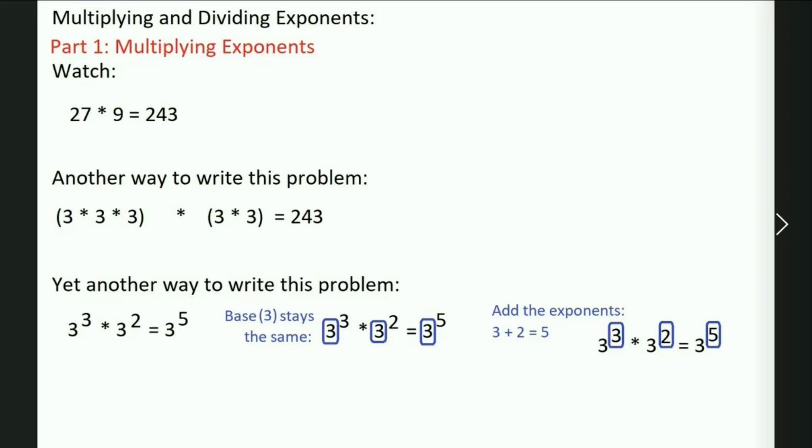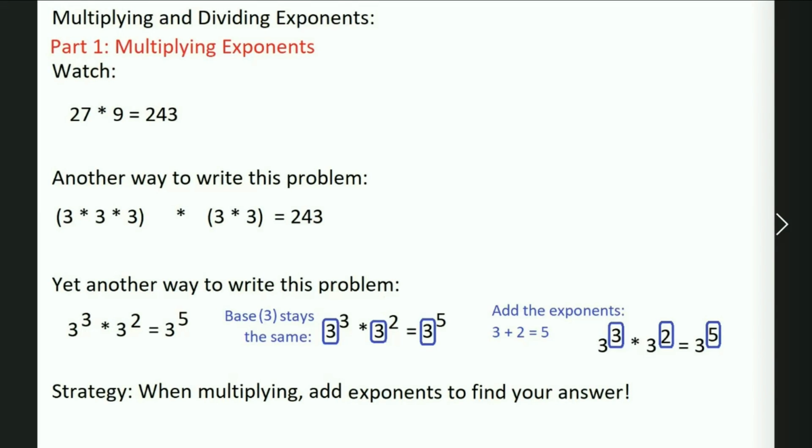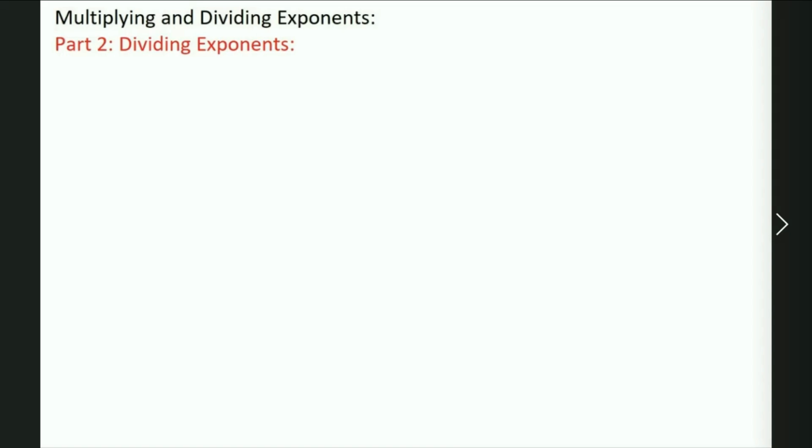It works out that way anytime you have numbers and you have to multiply their exponents. So when you're multiplying terms with exponents, you add the exponents to find your answer. It's really convenient that numbers work out like that. So let's go on and look at dividing exponents.